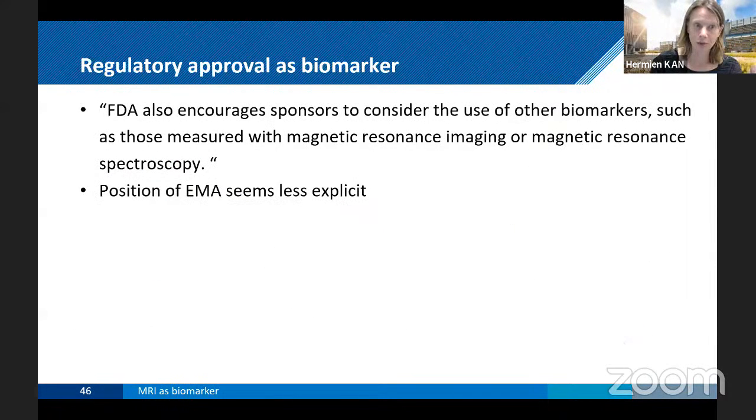Without going into much detail, there is a difference between the FDA, who approves medications in the US, and the EMA, who does it in Europe. The FDA explicitly said that they encourage sponsors to consider the use of other biomarkers, such as those measured with magnetic resonance imaging or magnetic resonance spectroscopy. The position of the EMA seems less explicit, but there are ongoing conversations with the FDA and with the EMA on approving MRI as a biomarker.